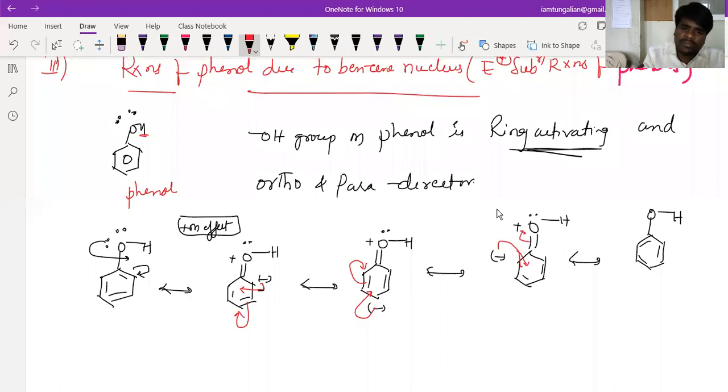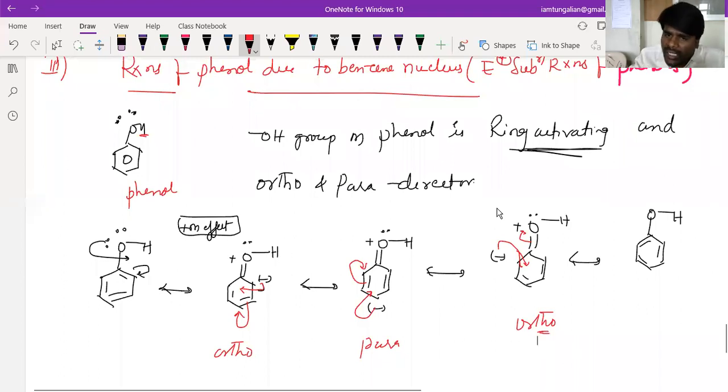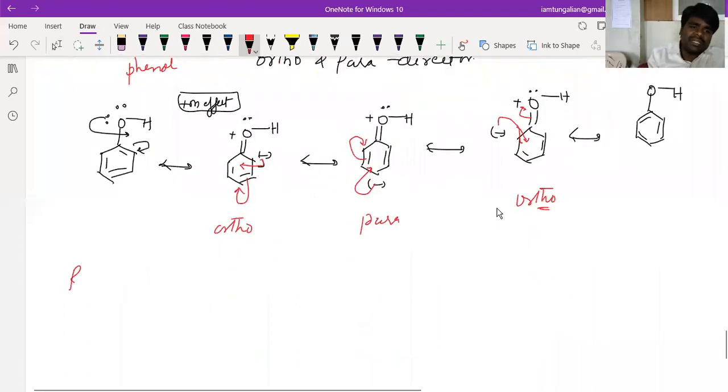So this negative charge is coming at which positions? It is coming at ortho and para positions. Your negative charge is present at the ortho position, your negative charge is present at the para position, and here also it is present at the ortho position. Hence we call it an ortho para director. What is meant by ring activating?